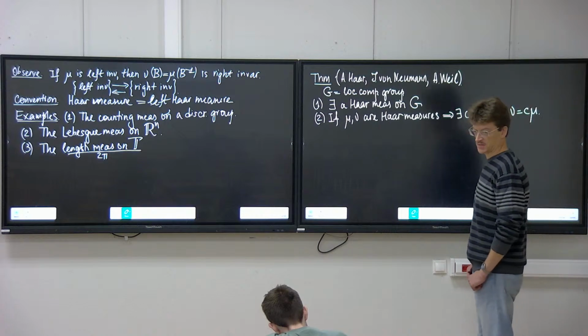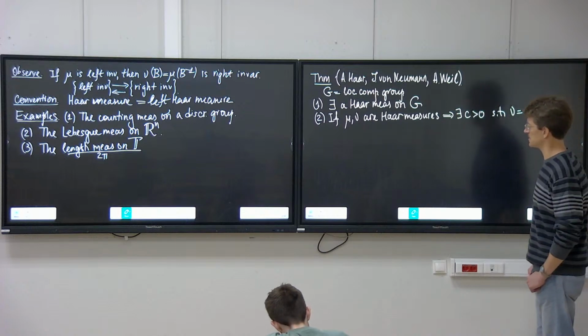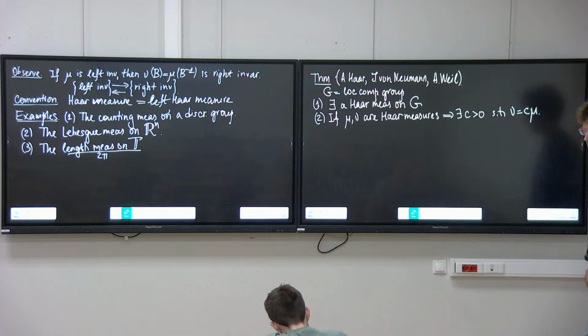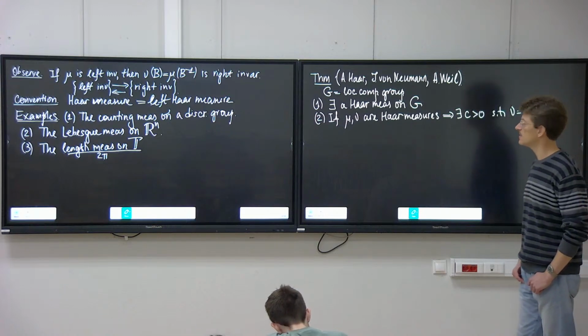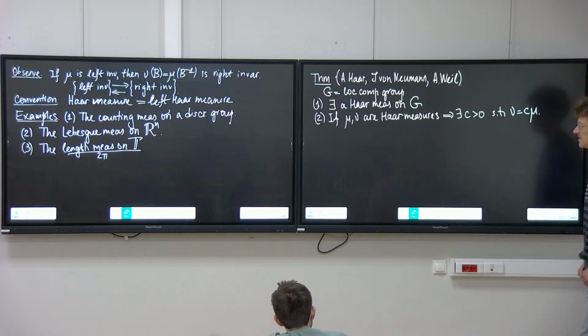The history of this result is as follows. First, Haar proved in 1933 the existence of a Haar measure under the assumption that G is second countable. A few years later, if I'm not mistaken, in 1936, von Neumann proved both the existence and the uniqueness under the assumption that G is compact. And the general case is due to André Weil.